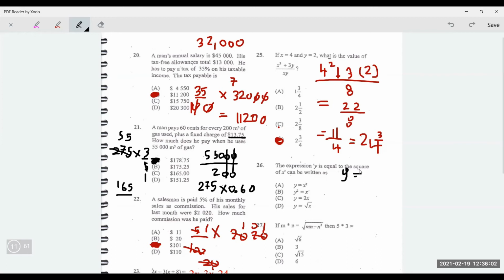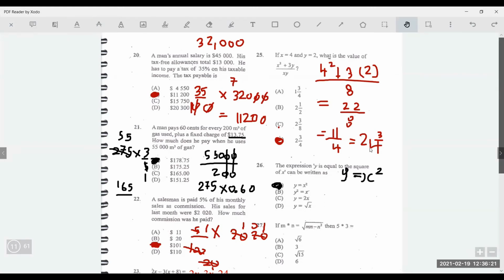Question 26. They tell us the expression y is equal to the square of x. Y is equal to the square of x can be written as y is the square of x. So y is equal to x squared, which is option A. That is it. Easy. Nice.